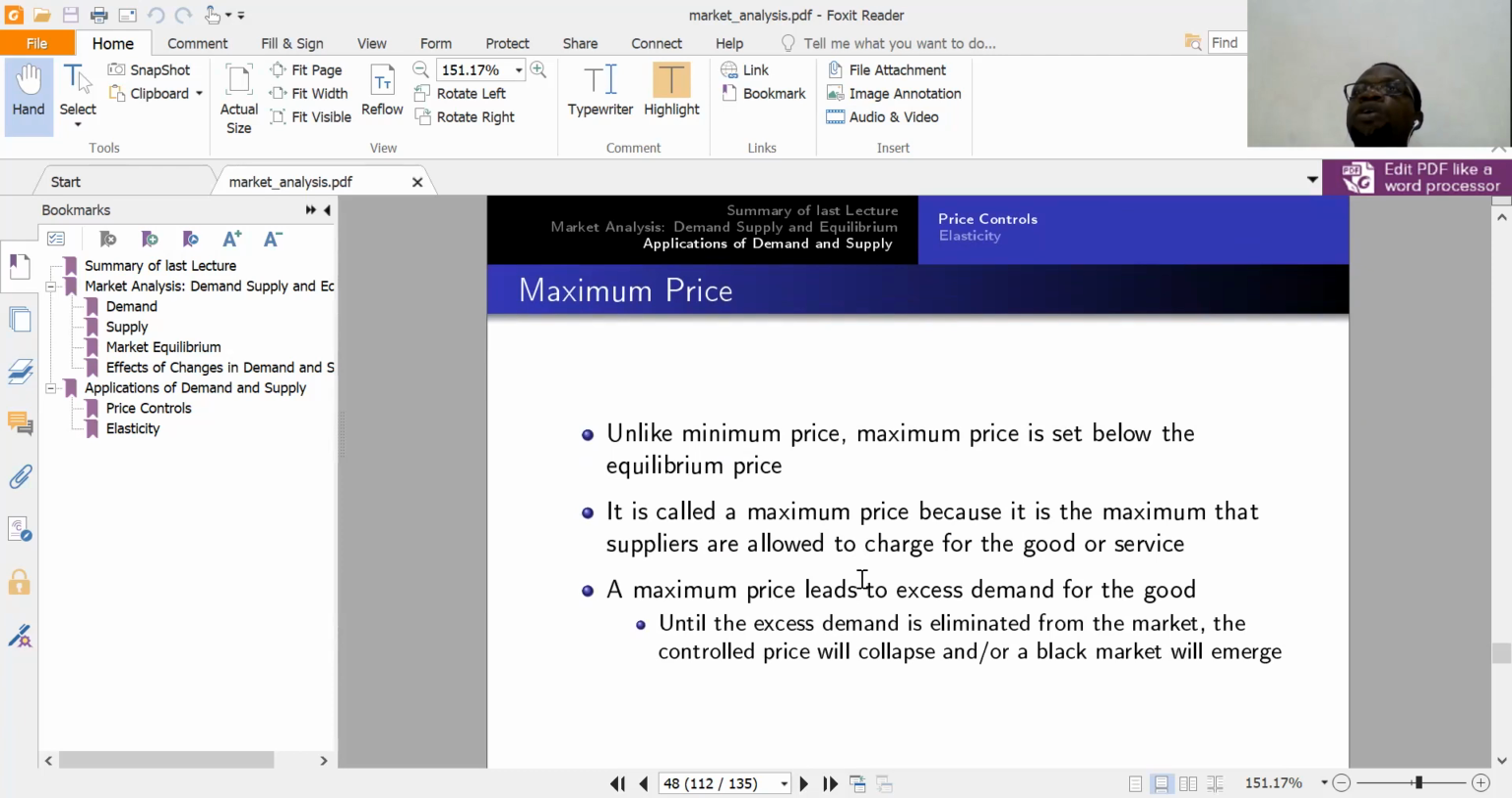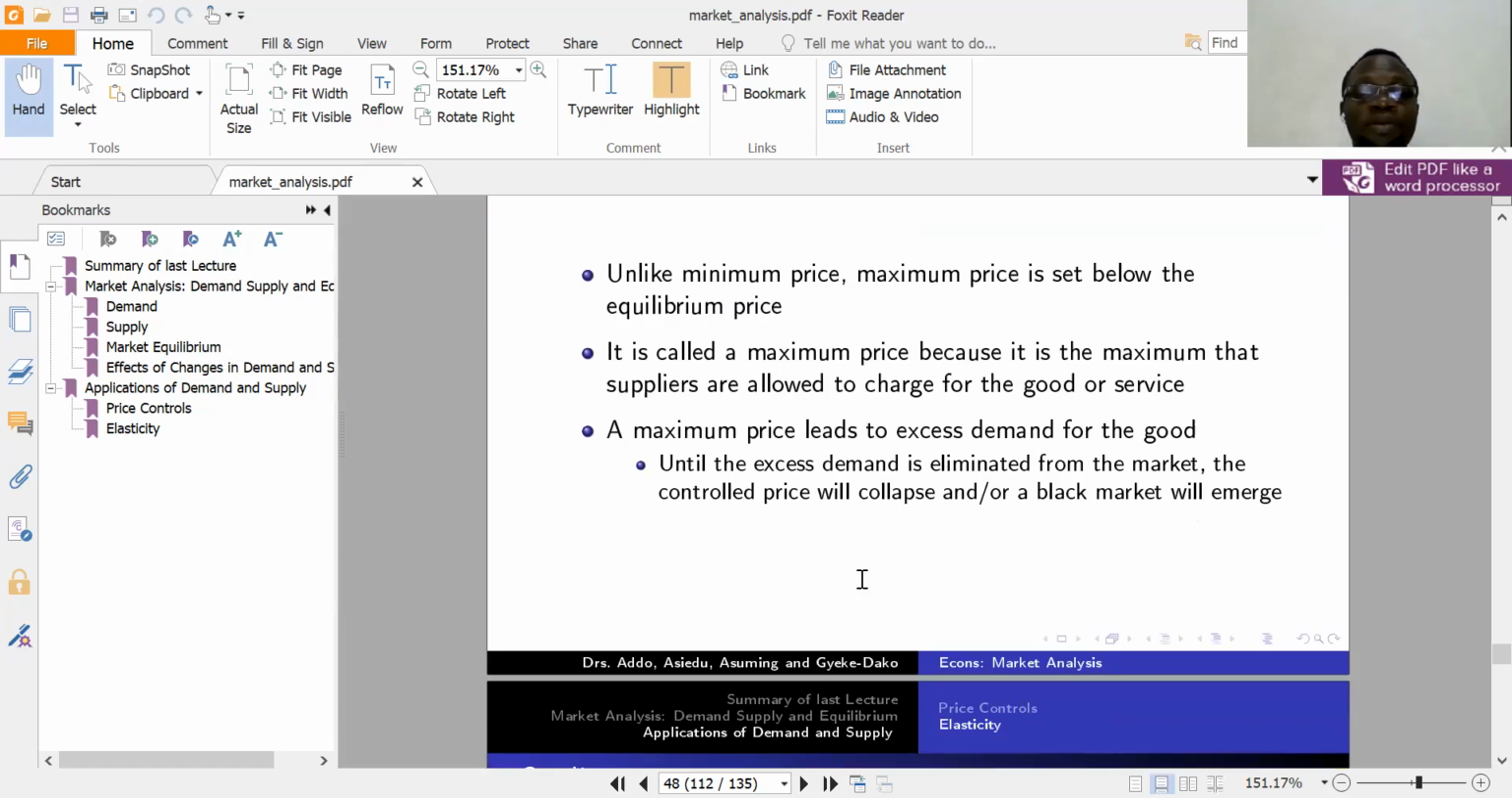I explained last week that if the equilibrium price for a two-bedroom is 500, and government sets that you can't charge 500, you should charge only 200, demand for two bedrooms will be higher than supply of two bedrooms, and this will create excess demand in the market. So it's important that you understand these concepts as they are explained. Until the excess demand is eliminated from the market, the control price will collapse. And it's the same concept.